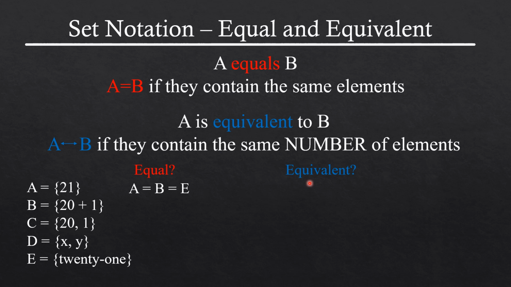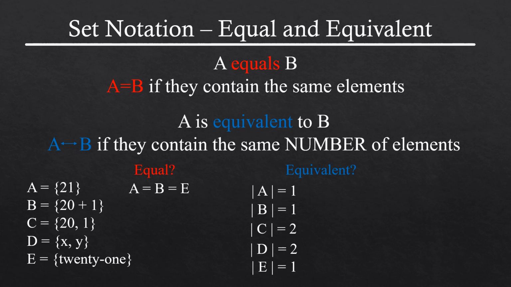Now, equivalent means that they have the same number of elements. So we actually are going to look at the cardinality of each of these sets. So let's do that. The cardinality of set A is 1 because it has just that one element. B only has one element because I performed the math operation and I got that it has one element. C has 2 elements, D has 2 elements, and E has 1 element.